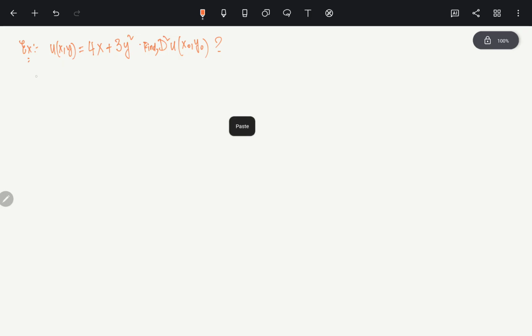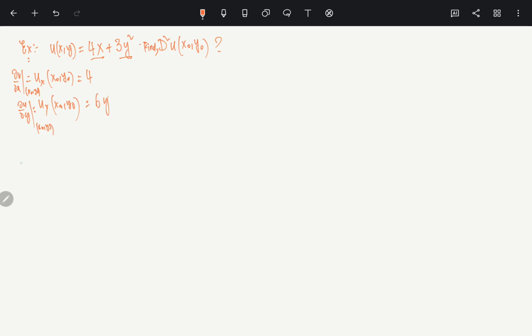First of all, you calculate ux at the point x naught y naught. ux is just 4: take the derivative with respect to x, and the derivative of the other term with respect to x is 0, so it is just 4. Now what is uy? By the way, ux is del u del x, and uy is del u del y, both evaluated at the point x naught y naught. So uy is nothing but 6y.